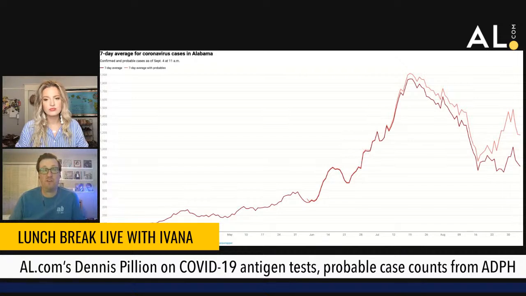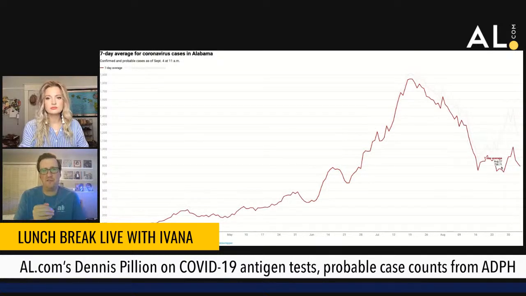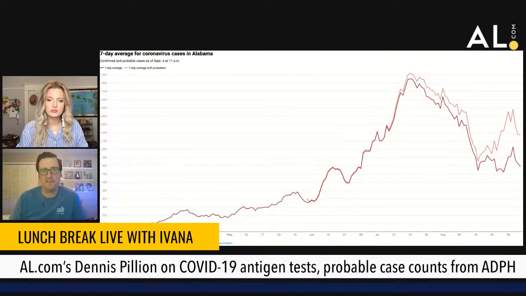I believe, I would have to double check this, but I believe the first antigen test got approved by the FDA in June, possibly July, but I think it was in June. So at that point, then you start seeing a few more probable cases, which are some of the earliest places that had access to those rapid tests. And then, you can see there's a point down in there, I think it's August 17th, where all of a sudden the number of probables shoots way up.